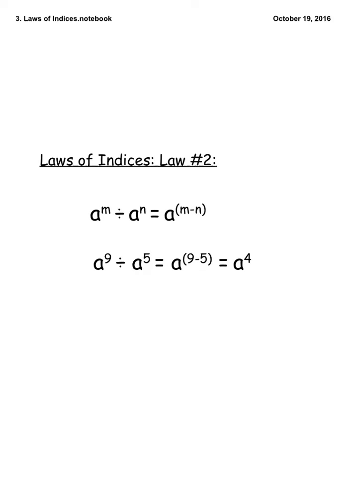The second law of indices states that if you are dividing one index by another, then you subtract the power numbers. So here we've got a to the power of m divided by a to the power of n, which is equal to a to the power of m take away n. Or in numbers, a to the power of 9 divided by a to the power of 5 is equal to a to the power of 9 take away 5. So your final answer is a to the power of 4.